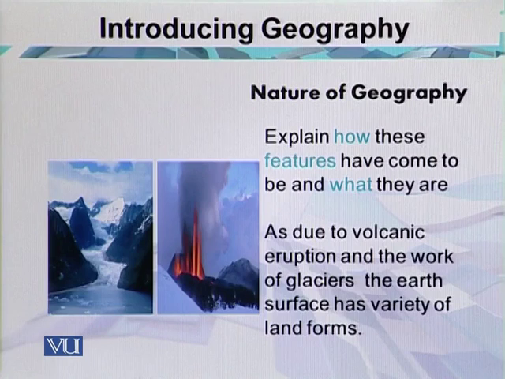Now, when you are explaining how these features have come to be and what they are, we have the best example of the two agents which are actually producing landforms. Due to the volcanic eruption and the work of the glacier, the Earth's surface has a variety of landforms. Glacial landforms are totally different from volcanic landforms. So why? Because of the location of the two different phenomena. One phenomenon belongs to the highlands and the second belongs to the highlands too, but it has a different process. So both processes actually have different types of features.